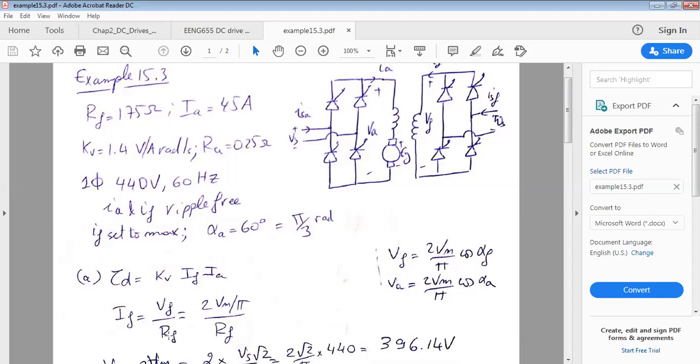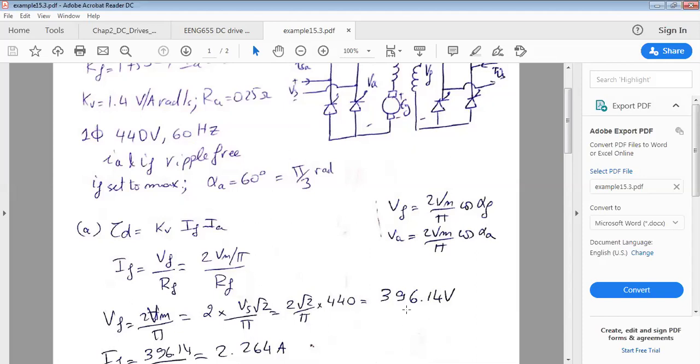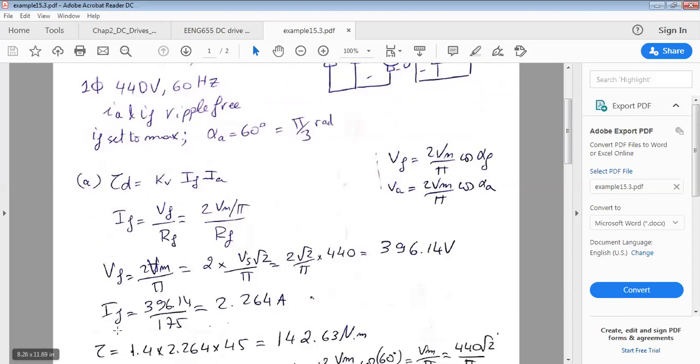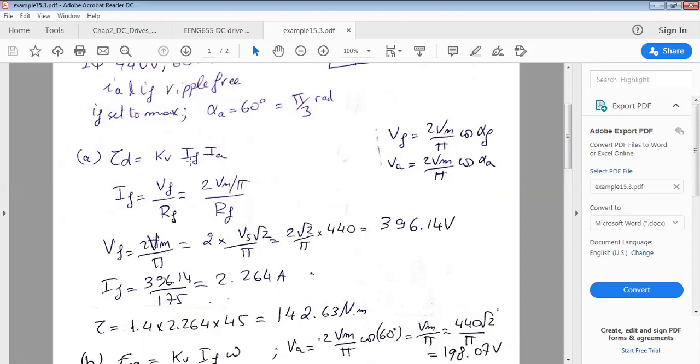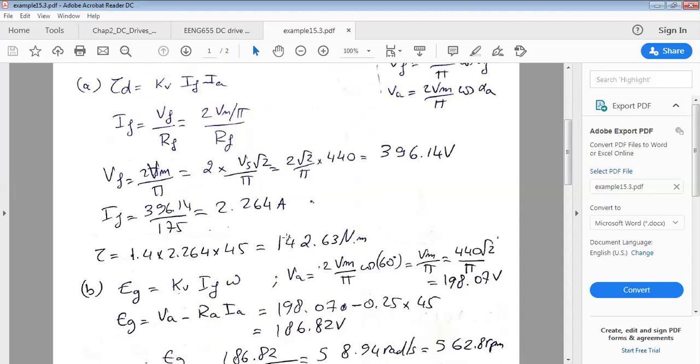IF equals VF over RF, and VF equals 2 Vm over pi cosine alpha F, because it's a full converter. And since VF is set to maximum possible value, alpha F equals 0. And thus we can find that VF equals 396.14 volt, and then IF equals VF over RF equals 2.264 amperes. Once we have found the value of IF, we can put it in this equation and find that developed torque equals 142.63 Newton meter. And this is a high value of torque.